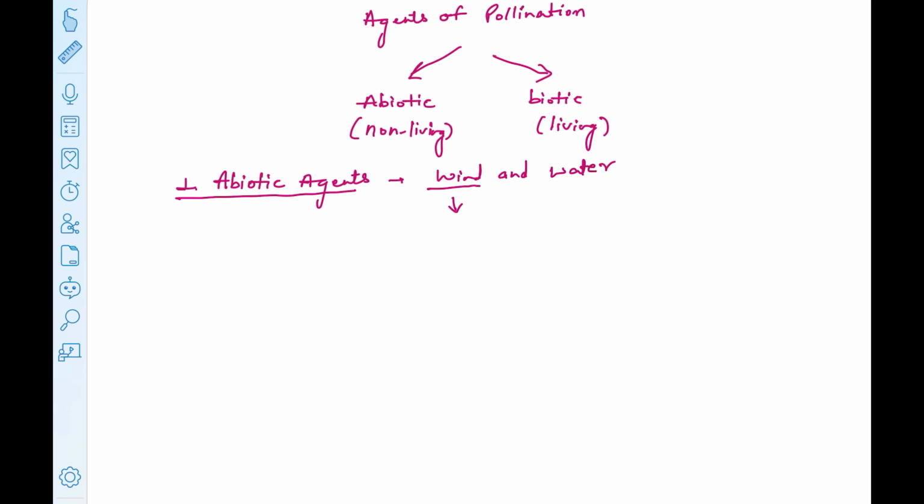The pollination by wind is also known as anemophily. Okay, so wind pollination or anemophily is the transfer of pollen grains from the anther of one flower to the stigma of another flower with the help of wind currents. What are the characteristic features of wind pollinated flowers?